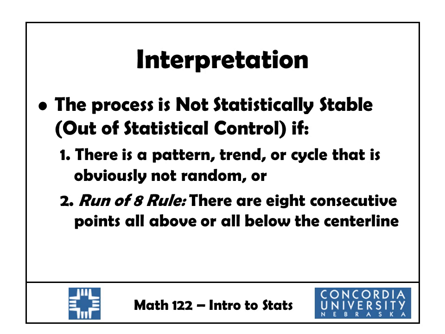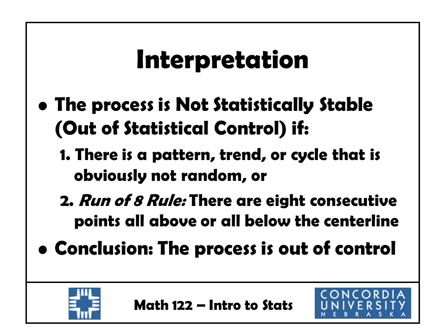So we say the process is not statistically stable, or in other words, it's out of statistical control, if number 1, there is a pattern, trend, or cycle that is obviously not random, or number 2, they're called the run of 8 rule. There are 8 consecutive points all above or below the center line. Well, looking back at that chart, we see that there are definitely more than 8 consecutive dots there in the middle all above the center line. And so based off of that, we would conclude that the process is out of control.